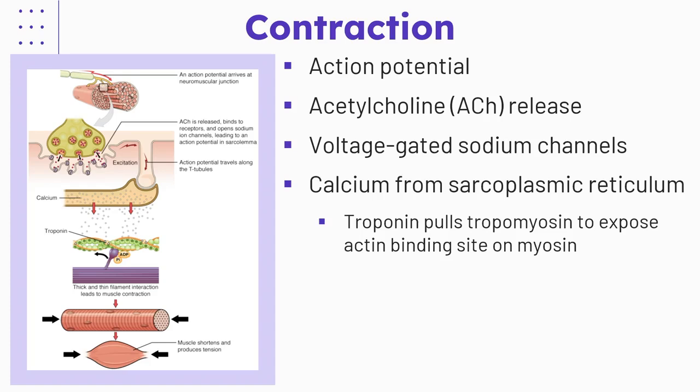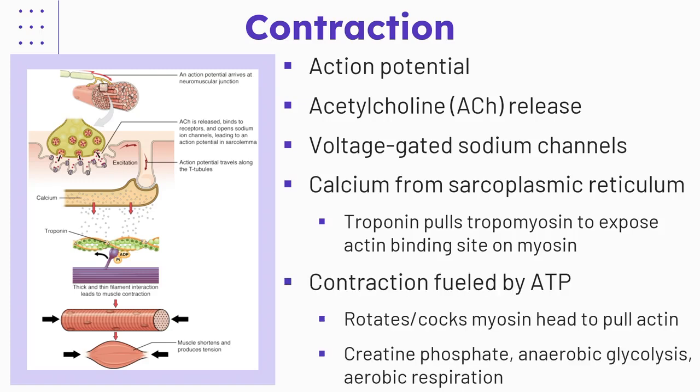The presence of calcium allows our regulatory protein troponin to pull on the other regulatory protein tropomyosin, which exposes actin's binding site on myosin. Get it? Troponin and tropomyosin are regulatory proteins because they regulate whether or not actin and myosin can bind by controlling the binding site. Once cleared to bind, ATP, or energy, rotates or cocks the myosin head to pull on the now bound actin and slide the two filaments past each other.